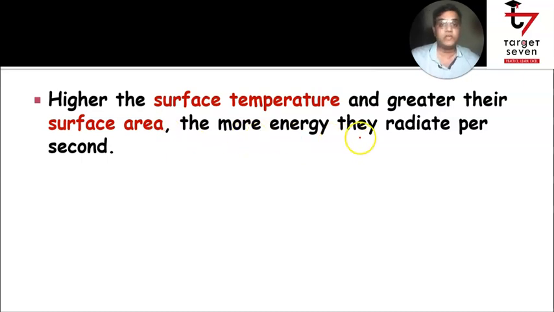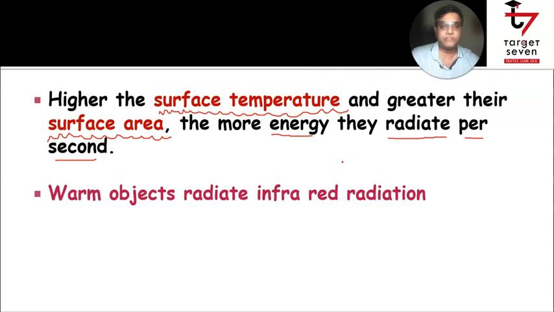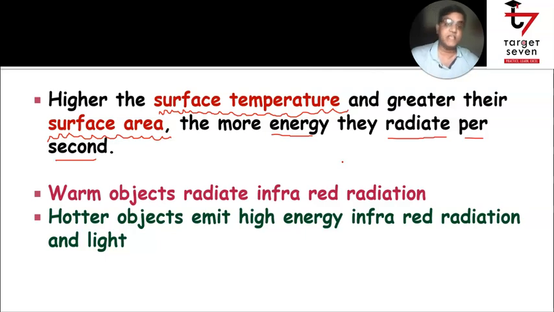Now, higher the surface temperature and greater the surface area, the more energy they radiate per second, indicating that there are two factors affecting the amount of energy radiated per second. What are the two factors? One is the surface temperature, that is, higher the surface temperature, higher energy will be given out. The second one is surface area. Greater the surface area, greater the amount of energy given out per unit time, which means warm objects radiate infrared radiation, and hotter objects will emit high energy infrared radiation and light.